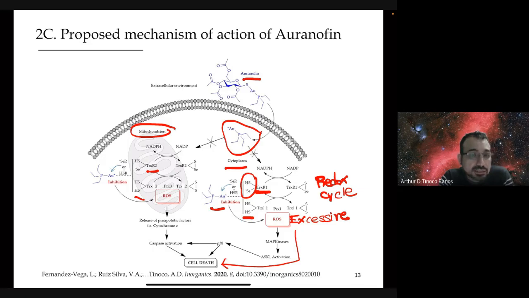As a consequence of that, something very similar happens, where we have an excessive production of reactive oxygen species, and that leads to what I mentioned previously, making the membrane more permeable. As a consequence of that increased permeability, pro-apoptotic factors like cytochrome C are released, which can then lead to caspase activation and then cell death. All right, so here you have the downstream effect of gold hitting these cellular targets.